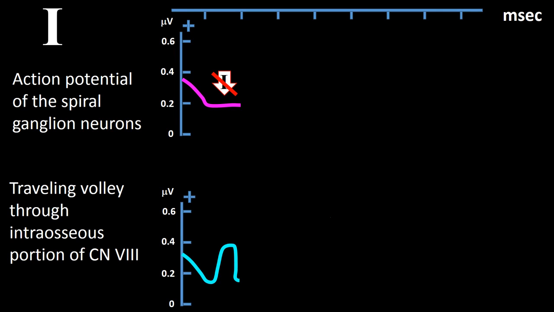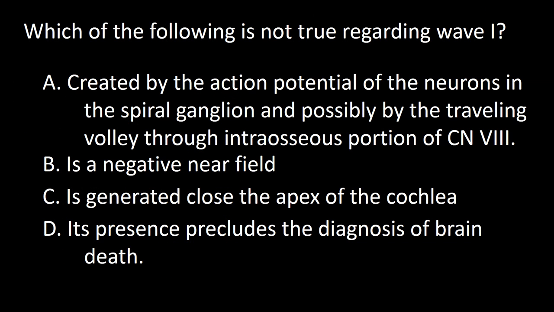At this junction, I am reintroducing the figure with the waves to show you the field that generates wave 1, which is a near field with a negative potential at the level of the ipsilateral ear, and also a widely diffuse positive field that expands throughout the head. So the answer to this question is D.